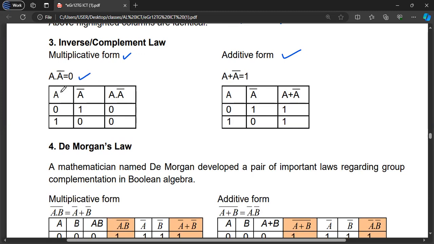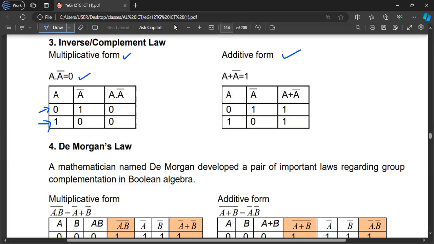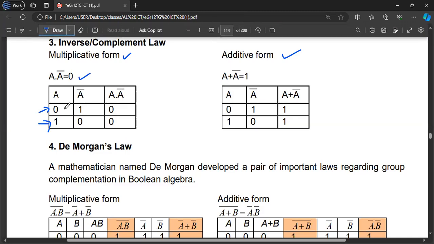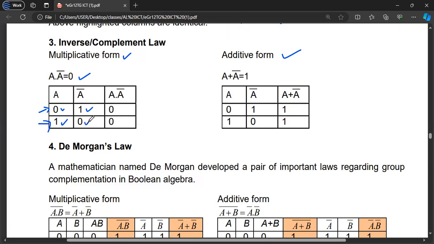Now here, for A, one input is going to be 0 and the other one is going to be 1. What is A bar? The NOT, the complement, the opposite of that. So here, if you are having 0 for A, for A bar we will be having 1. And if you are having 1 for A, for A bar you are going to have 0. Then A dot A bar. So 0 dot 1 is going to bring you 0. 1 dot 0 is going to bring you 0, AND logic, right?